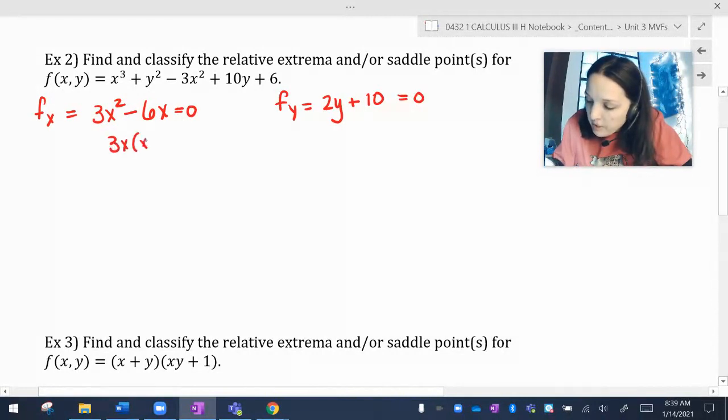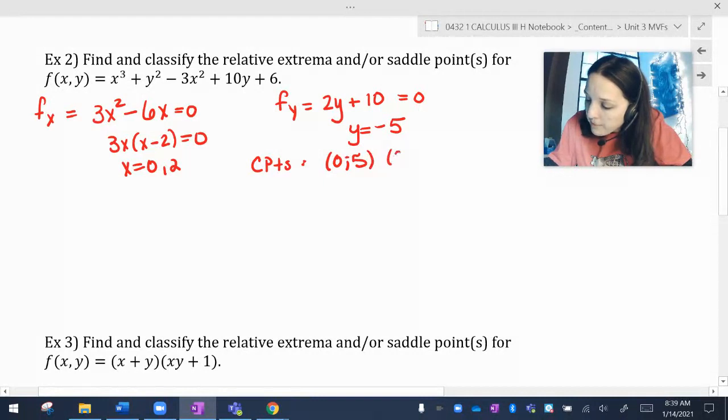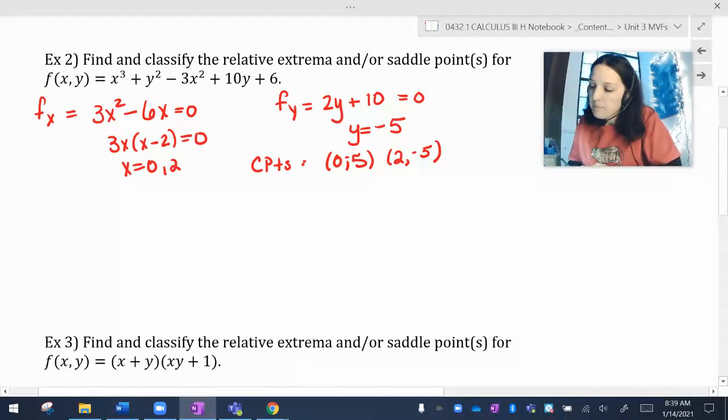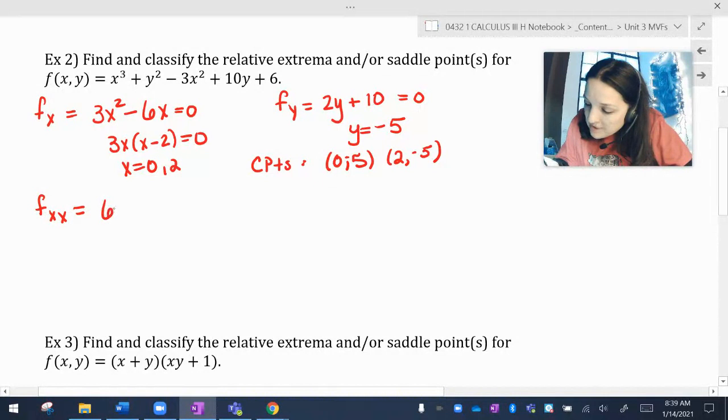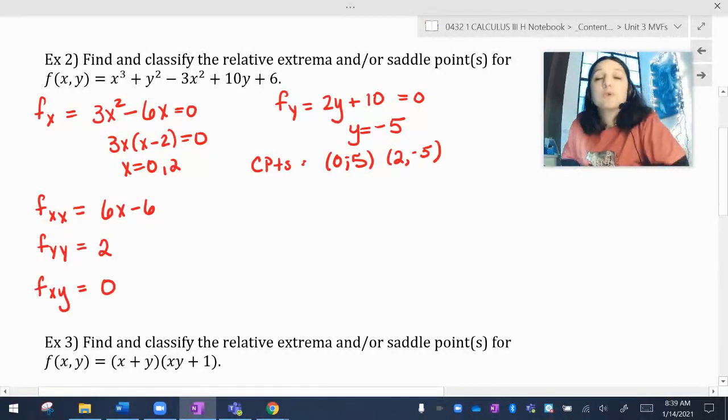And if I factor out a 3x here, I get x equals 0 and 2. And this would be y equals -5. So our critical points are going to be the points (0, -5) and (2, -5). All right, I need to throw those in D. So I have to find f sub xx, which is 6x minus 6, f sub yy, which is 2, and f sub xy, which just so happens to be 0 again.